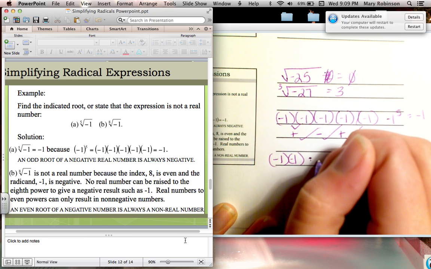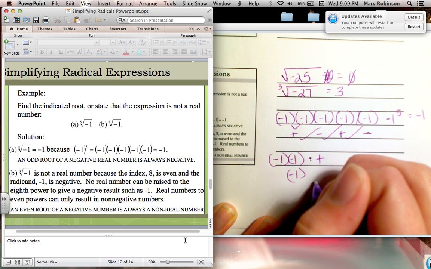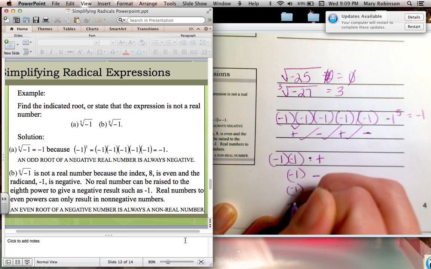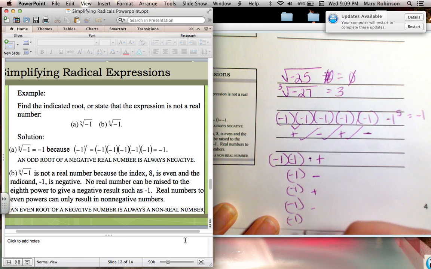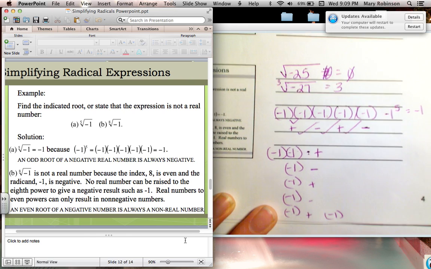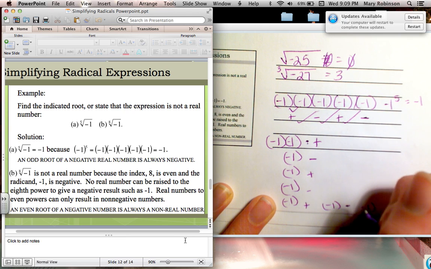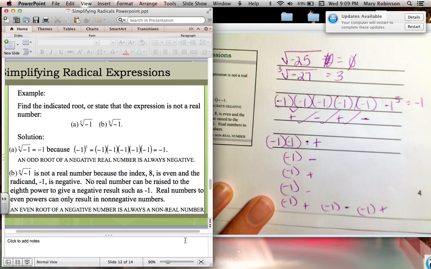This one's positive. And then you times it by another negative 1. That makes it negative. Another negative 1 makes it positive. Notice it's a pattern until we have 8. 1, 2, 3, 4, 5, 6. Negative 1 makes it negative, and one more negative 1 makes it positive. So when we have 8 negative 1s, we end up being positive.